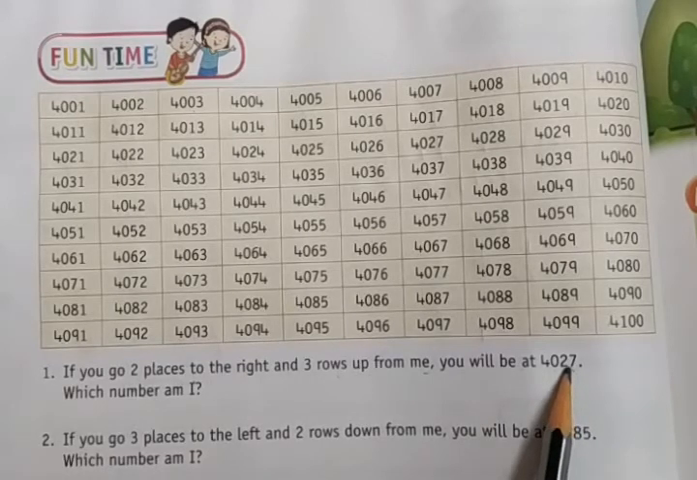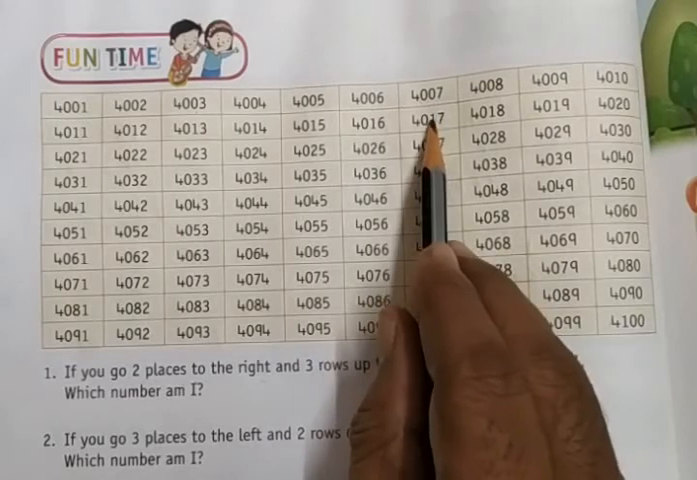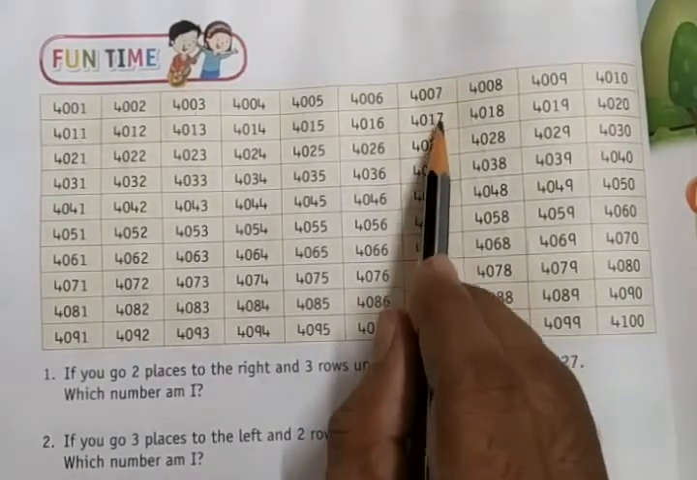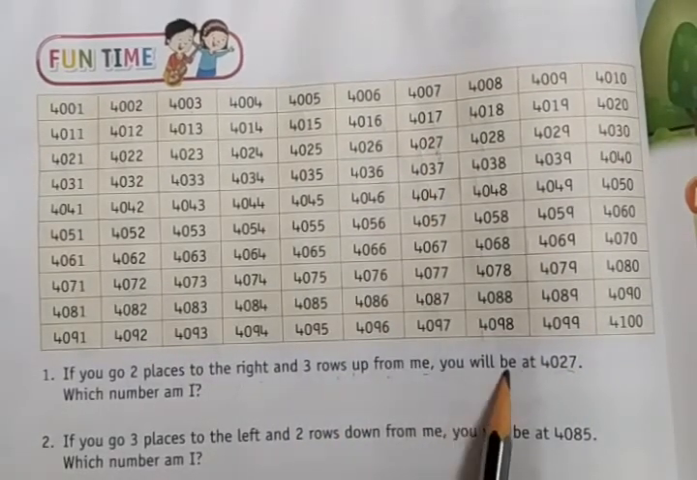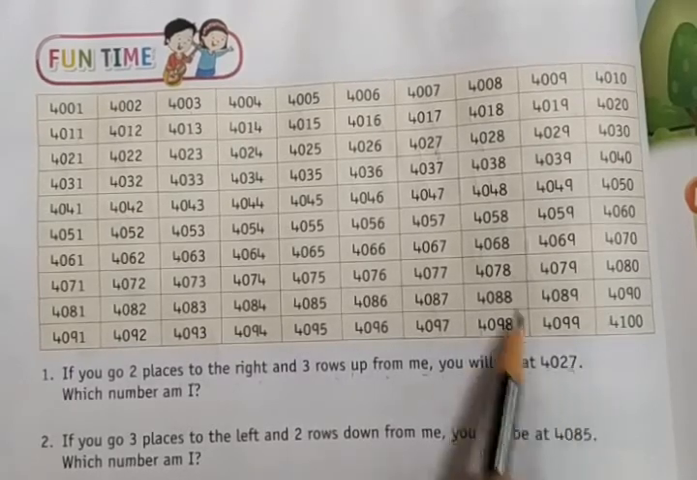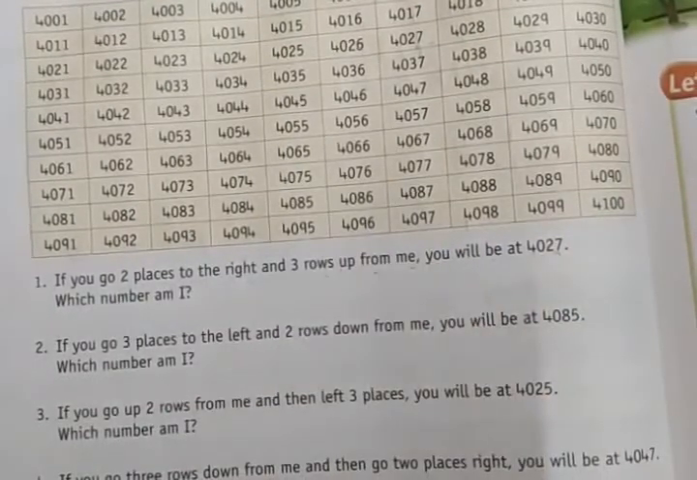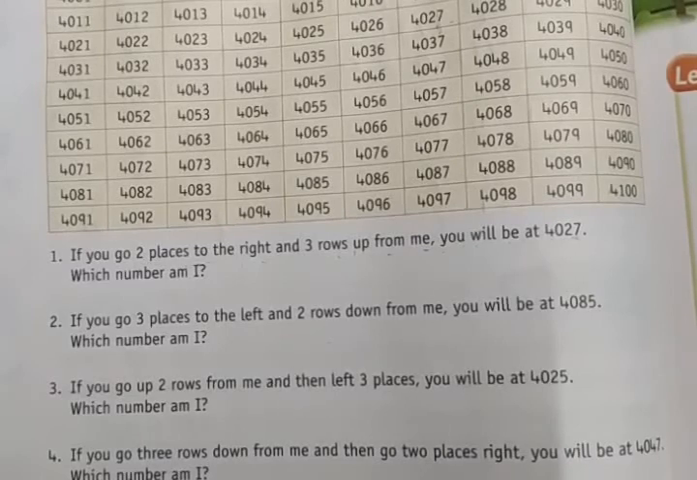What you have to do is 2 steps to the right, 2 steps to the right, and 3 rows, 1, 2, 3 rows, right? So that is from me you will be at 4027. So do this activity at home. It's very simple and fun filled. So hope you understood this concept thoroughly.